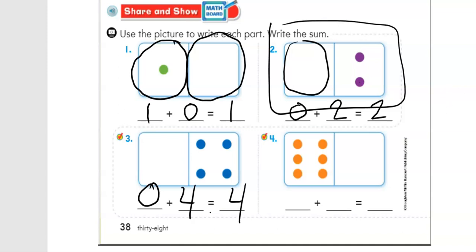Excellent job. Alakai, can I have you unmute and do the next one? So count. 6 plus 0, good job, equals 6. Nice job. Awesome work. We're going to go to the next page.